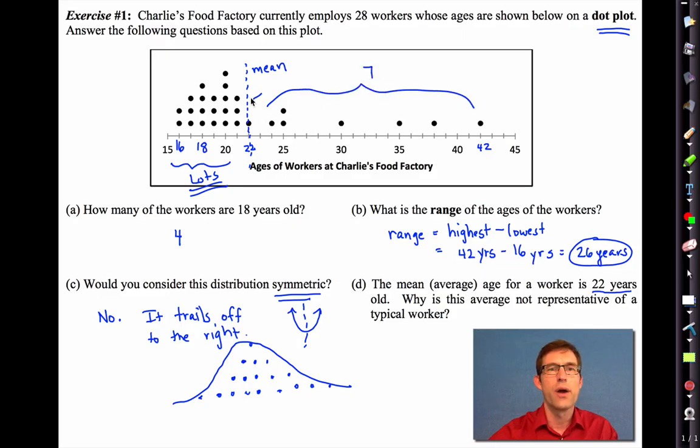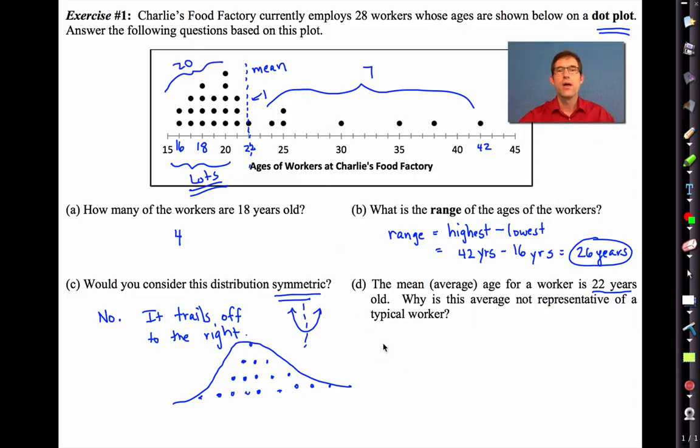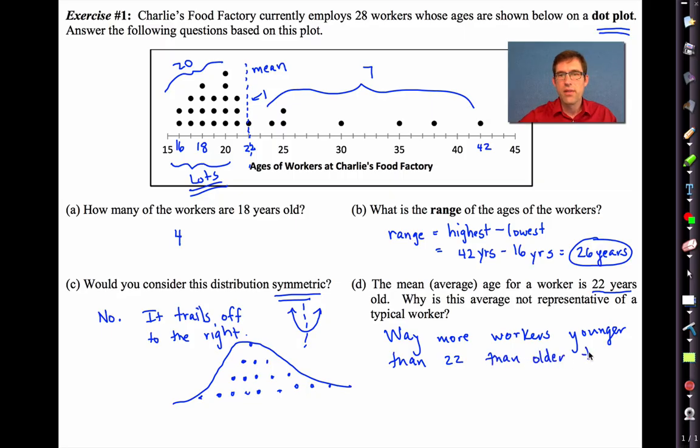Of course, there's 1 right here. And that means there's 20 of them here, right? Because I got 28 overall. So there are way more workers younger than 22 than older than 22. So that's why it's not representative.